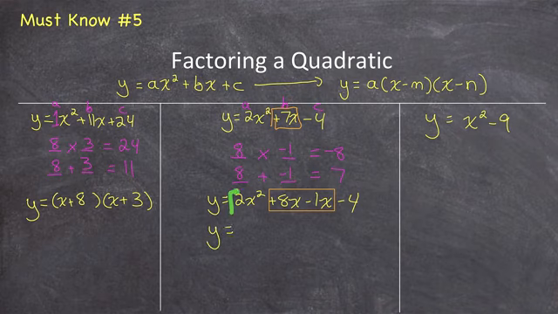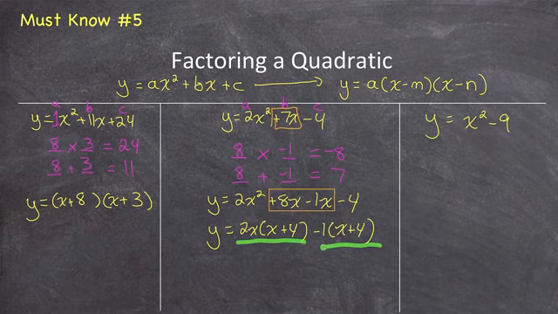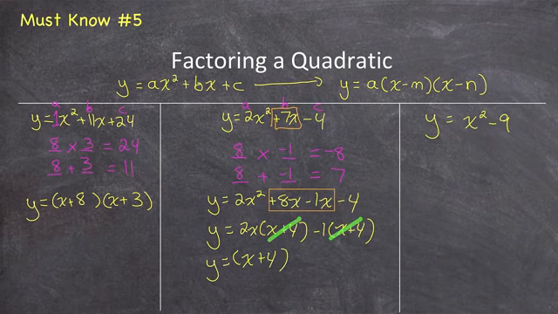If I look at the first two terms, if I take out a common factor, I would take out a 2x. And the last two terms, I could take out a common factor of negative 1. And now both of these terms have a common binomial of x plus 4, so that can be factored out. And once it's factored out, we're left with 2x minus 1 as the second factor.